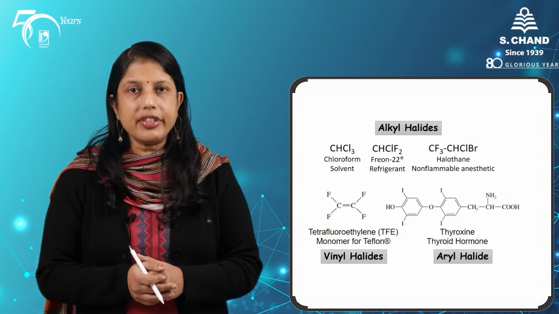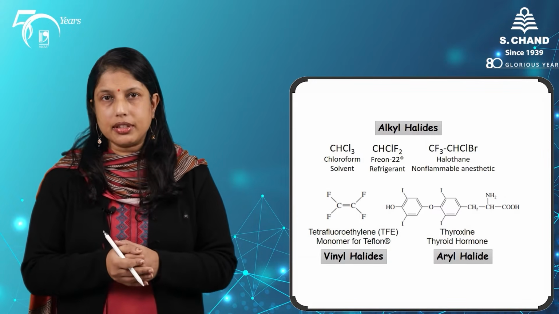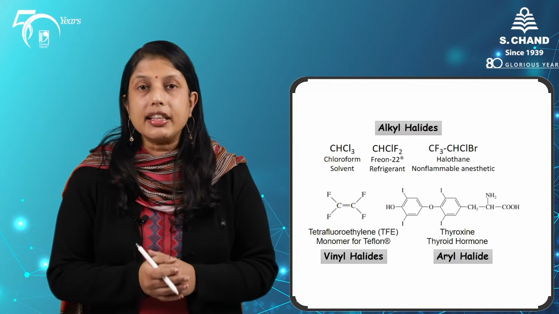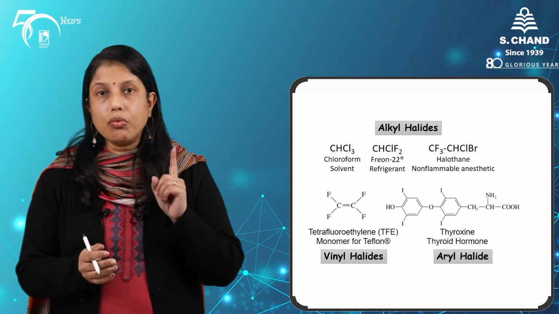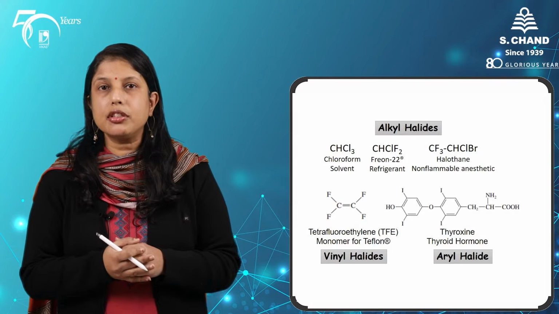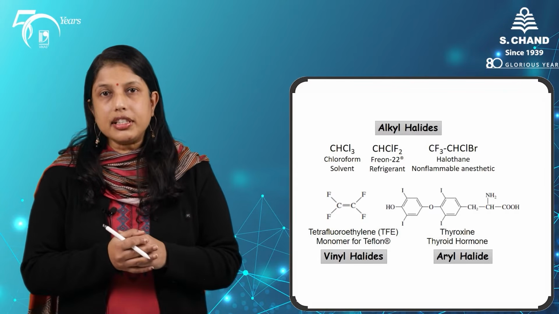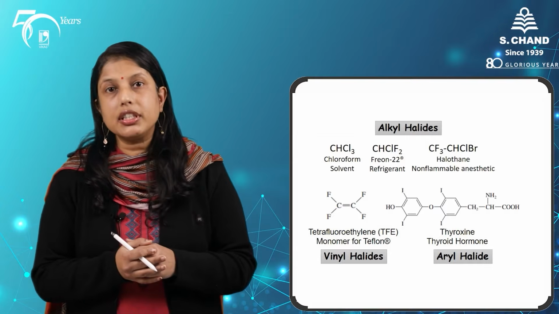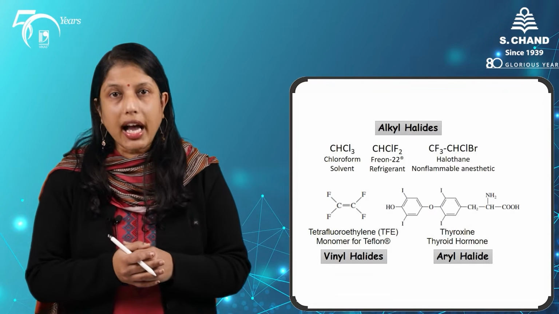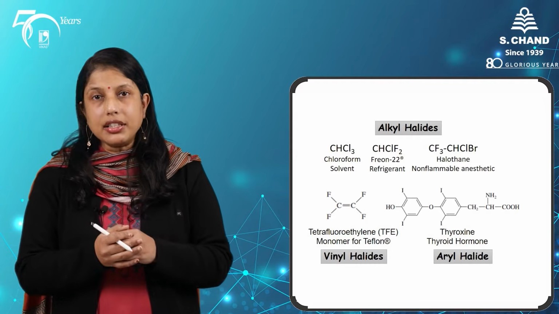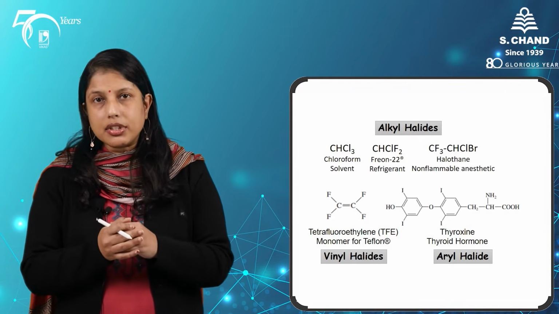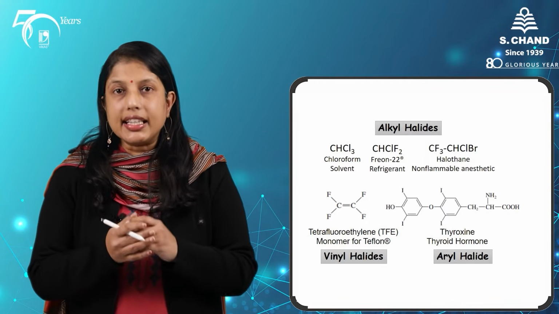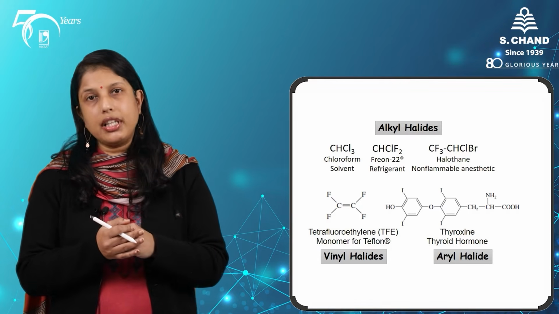Alright, now let's come back to the question I'd asked you. What's the common feature in all of these molecules? If you've answered that they all contain at least one halogen atom, you're absolutely correct. All of these molecules are examples of organohalogen compounds or organohalo compounds, a class of organic compounds which contain at least one halogen atom.